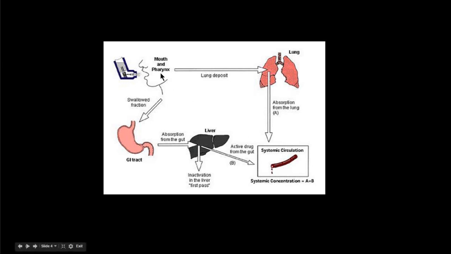Whereas if you inhale a drug, it'll go directly to your lungs, and from the lungs be absorbed directly into the systemic circulation. The important piece here is that if you inhale a drug, you're going to bypass this liver metabolism. You're going to bypass this very acidic, harsh GI part of your stomach. So that's the really important difference between inhaling a drug and taking an oral drug.